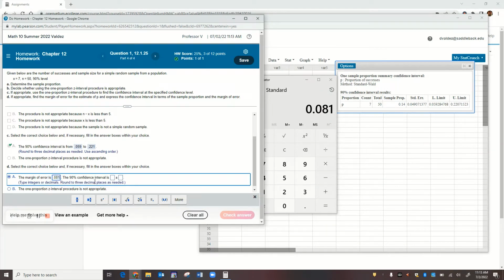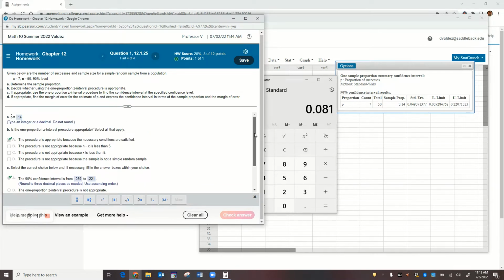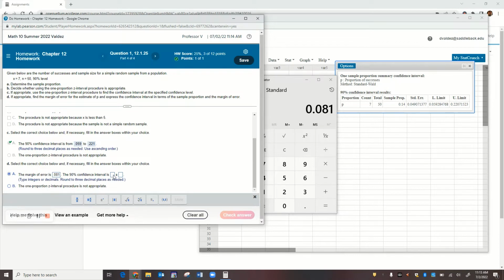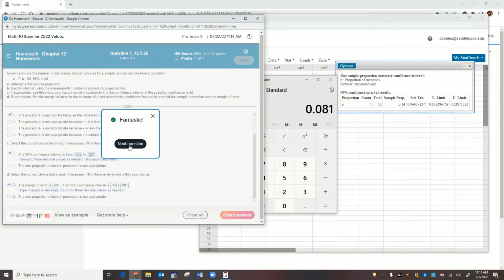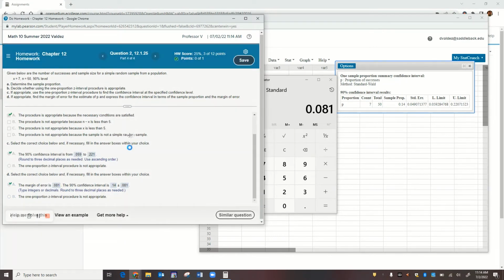0.081. And the 90% confidence interval is set up as, remember, it's p-hat plus or minus E. So p-hat, we actually have from up above, part A, it's 0.14, our point estimate, 0.14, plus or minus the margin of error, which is 0.081. And that's it. Okay, you guys should be fine on those.